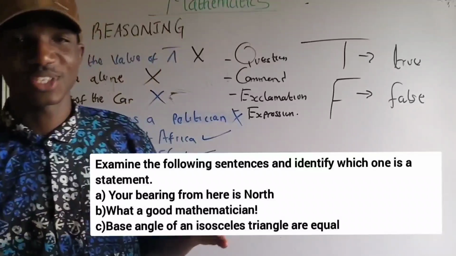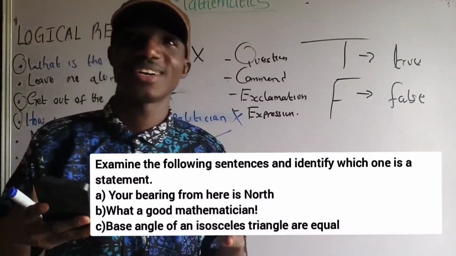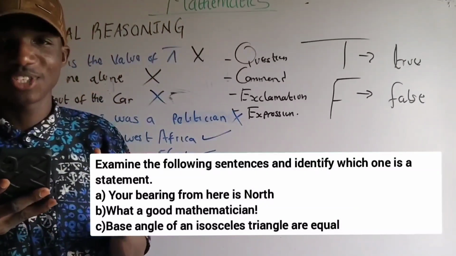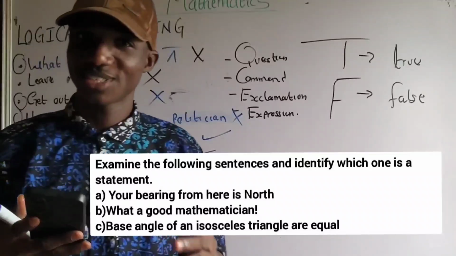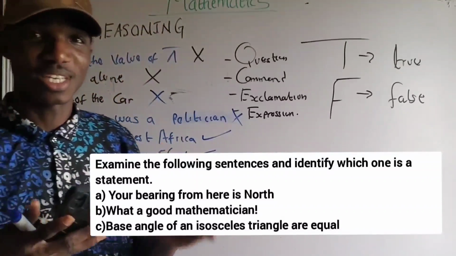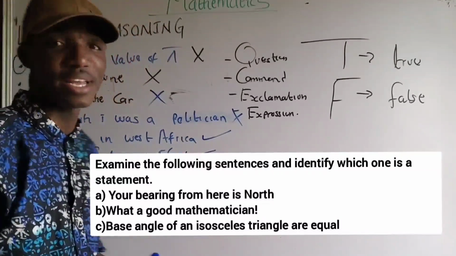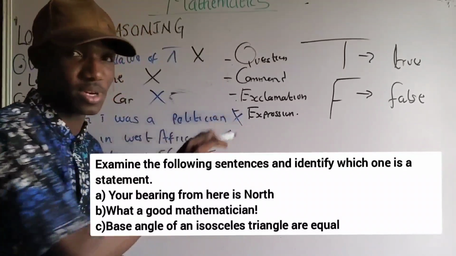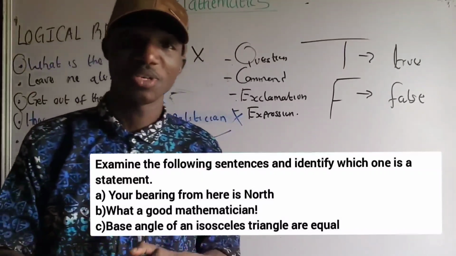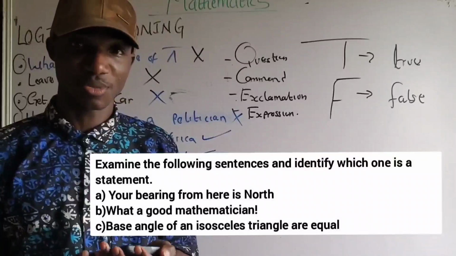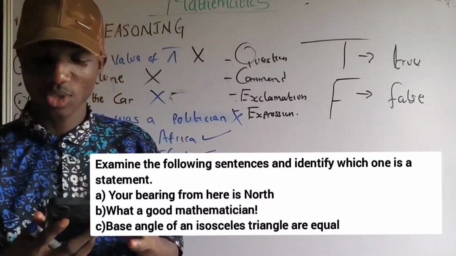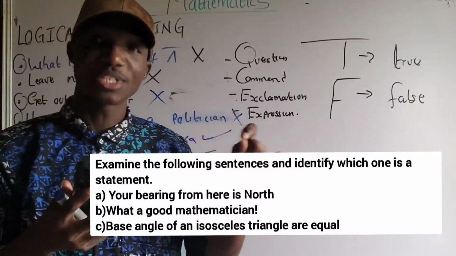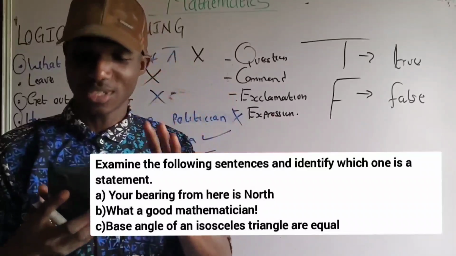What a good mathematician! You can see an exclamation mark at the end of that sentence. That cannot be regarded as a statement, because I told you any form of sentence that comes in the form of a question, command, exclamation, or expression cannot be regarded as a statement. Are you getting what I'm trying to say? So it's just a sentence. What a good mathematician is a sentence, it is not a statement.